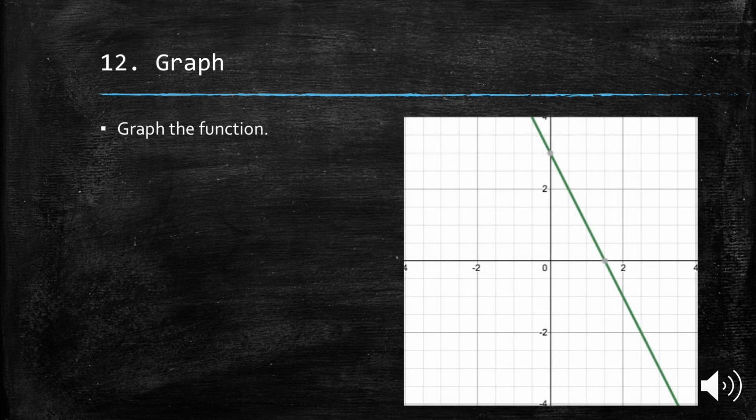Now, we just described the transformations, and now we can look at our function and say, you know what, that's exactly what it looks like. It looks steeper than the parent function, it's been flipped upside down, and it's also been shifted up.